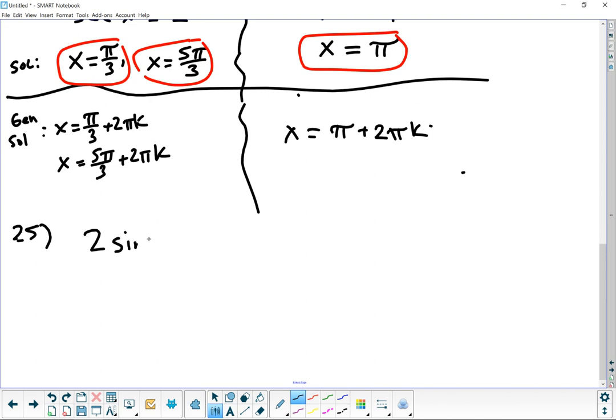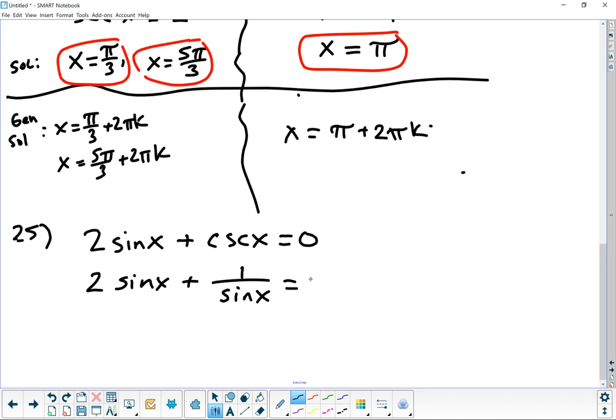2 sine x plus cosecant x equals 0. This one's interesting. Actually, I don't know. These are not squares, so you really can't do much with the Pythagorean identity. Maybe you could do it like this: 2 sine x plus 1 over sine of x.